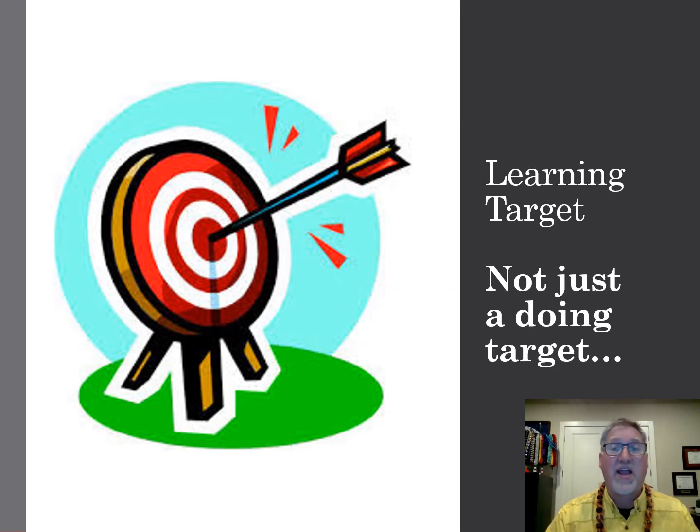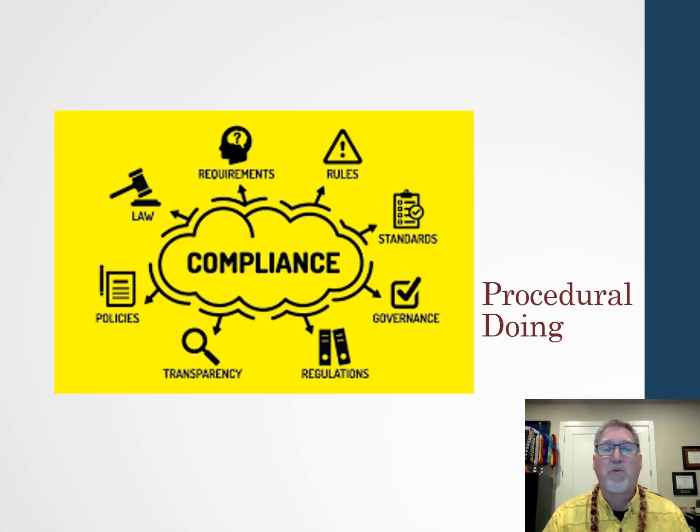Now, keeping in mind, it's a learning target and not just a doing target. If you think about procedural doing, when you read through the rubric and you look at column 1 and 2, that is procedural doing. It's a teacher telling the students what we're going to do today, maybe even calling on a couple of kids, and then the kids are working compliantly.